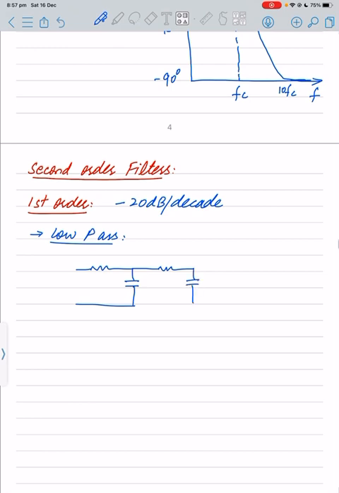two first order filters, and here we have to apply our V in, and then from here we can take the V out. So we have R1, C1, R2, C2. So in this manner we can achieve up to nth order of the filter.